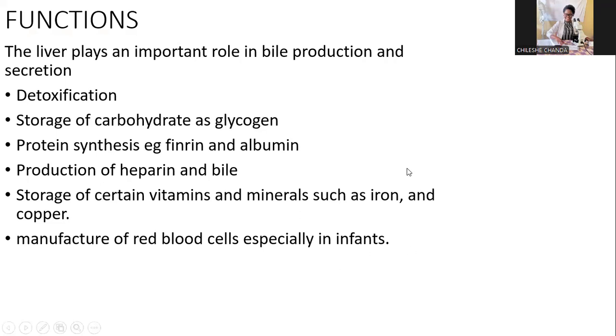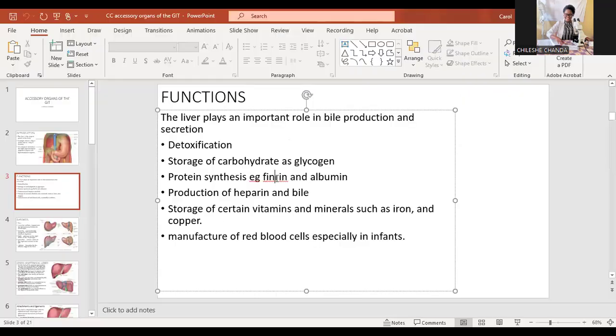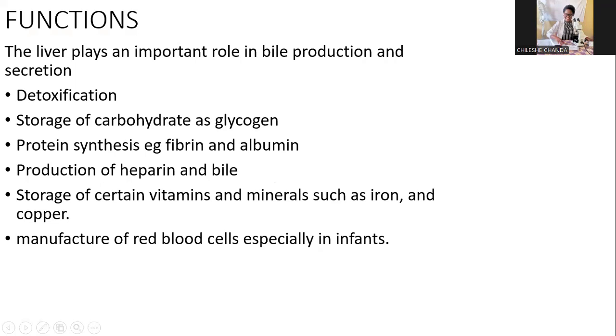proteins such as albumin and fibrin, which are very important proteins for clotting and maintaining oncotic and osmotic pressures, respectively. Then production of heparin, as well as production of bile. Heparin is an inflammatory mediator, and bile is important for the digestion of fats. It emulsifies fats, meaning it gives the enzyme lipase a larger surface area for working on the fats.